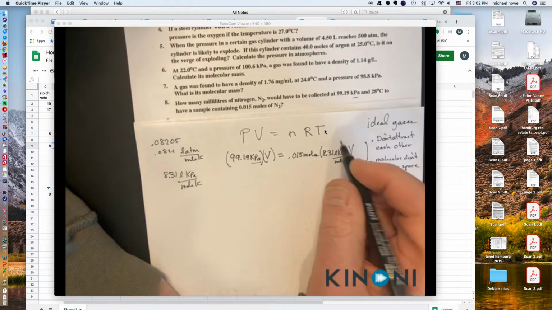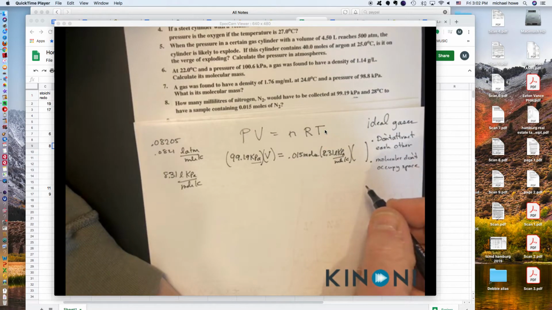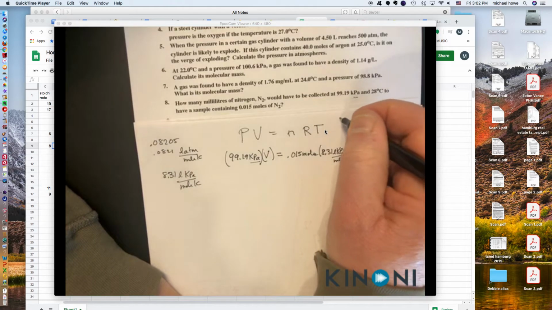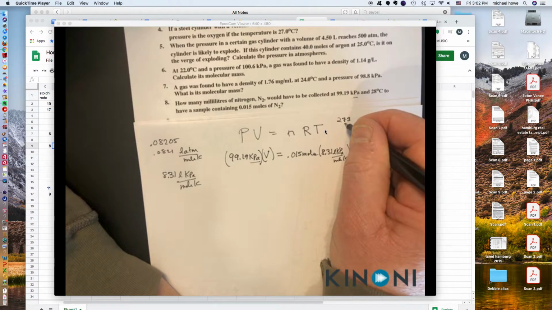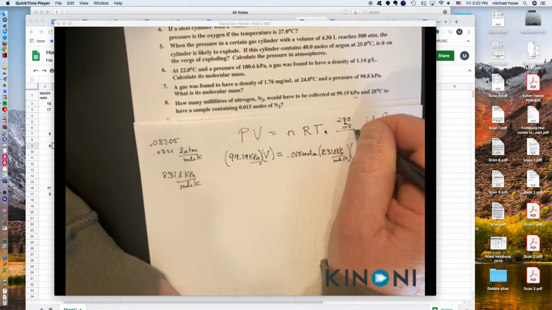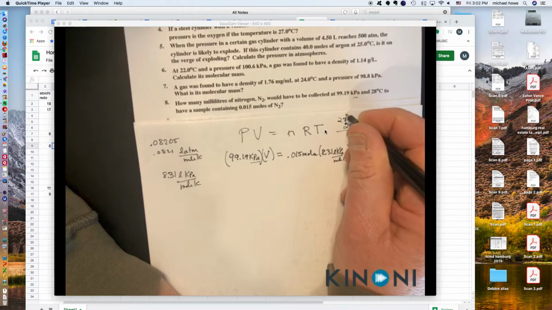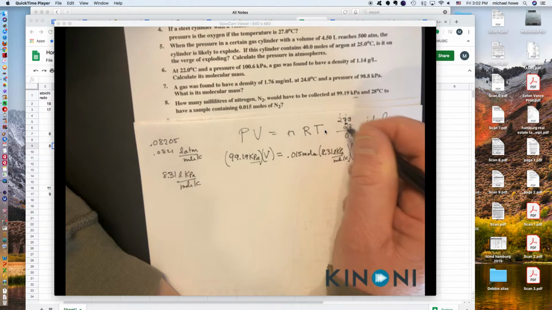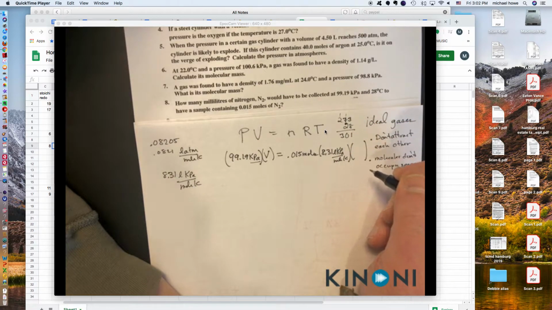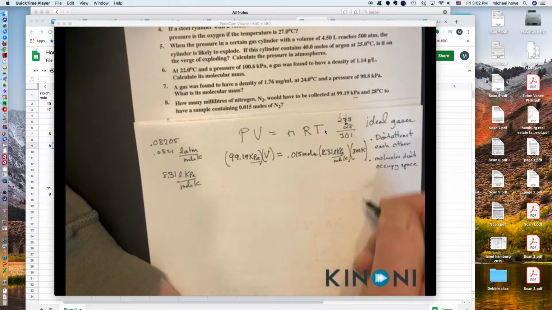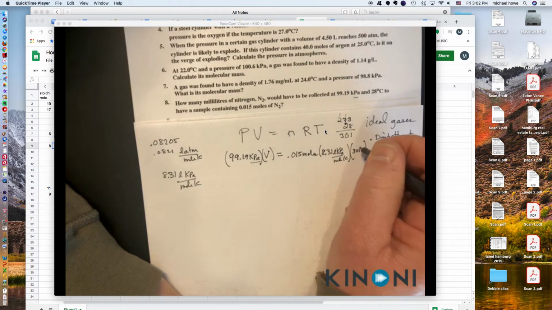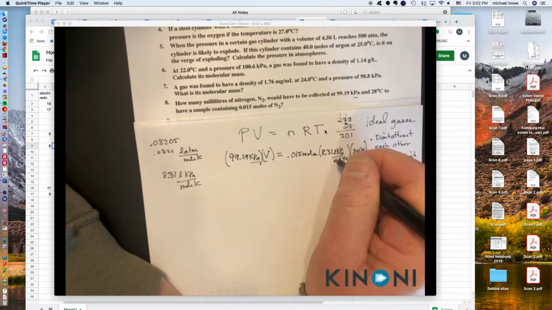And the temperature is 28 degrees C, but remember we can't use C in gas law problems. So we have to change our C into K by adding 273. So I add them together here, you get an 11, you get a 1, you get 801, so you get 301 would be our temperature in K. Okay, now you'll notice that the kelvins cancel and the moles cancel.